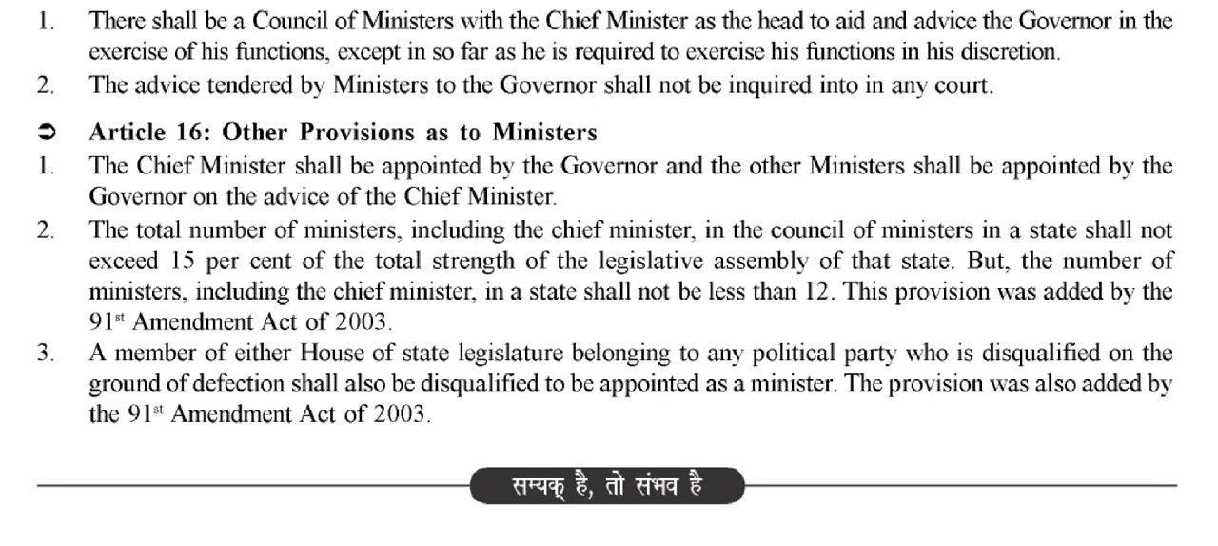The total number of ministers, including the Chief Minister, in the Council of Ministers in a state shall not exceed 15% of the total strength of the Legislative Assembly of the state, but the number of ministers, including the Chief Minister, in a state shall not be less than 12. This provision was added by the 91st Amendment Act, 2003. A member of either house of the state legislature belonging to any political party who is disqualified on the ground of defection shall also be disqualified for appointment as a minister. This provision was also added by the 91st Amendment Act of 2003.